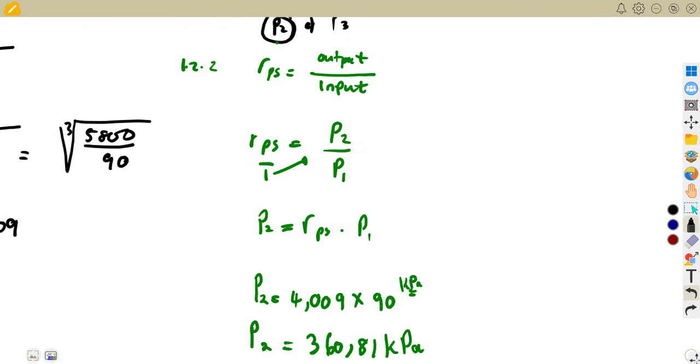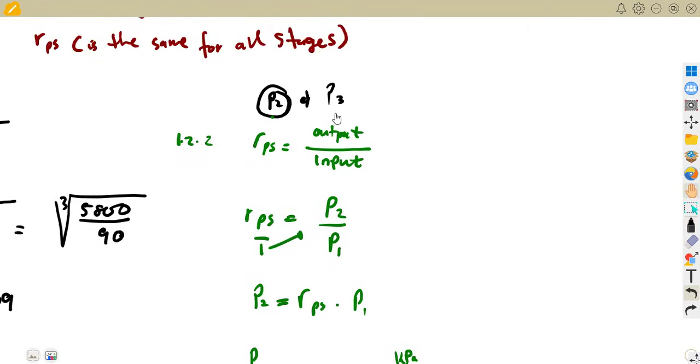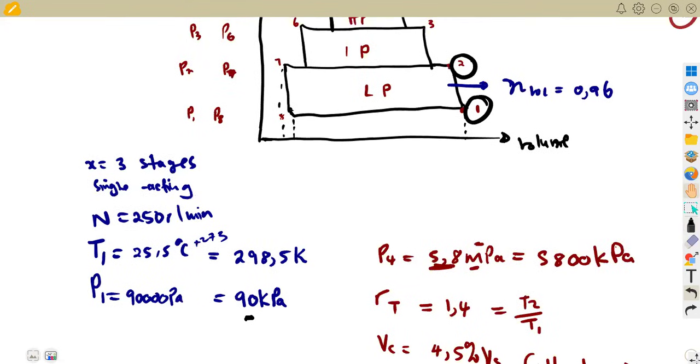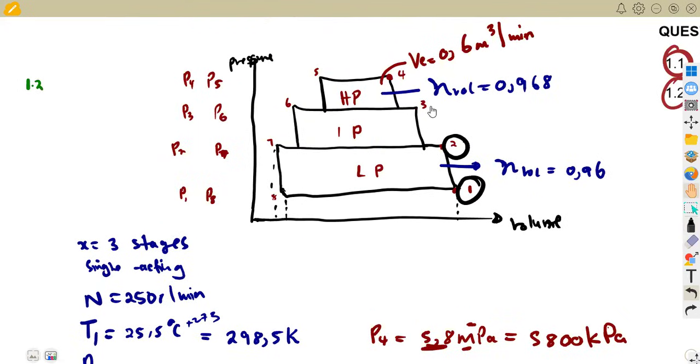Also, we said we need P3 for the intermediate. From the same ratio, RPS is equal to the pressure ratio, output over input. Where do we have P3? Let's go and check. Here. This is where we have P3. P3 is the output in this case. Take a closer look: in this cylinder that we are considering, it is the output there. This is the input now, and this is our output in the intermediate.